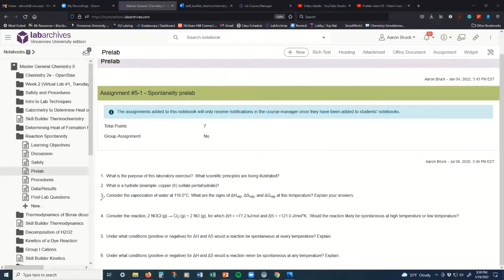But I want to look at number 3 here just as an example, because you can see that most of these other ones are talking about spontaneity, exactly what we were just looking at in the PowerPoint. I want to look at this one in particular just because it's first here, and if you can get this one, you can get the rest of them as well. So let's consider the vaporization of water at 110 degrees Celsius. So we're talking about water going from the liquid phase to the gas phase. What it wants to know is what are the signs for the heat of vaporization, the entropy of vaporization, and the free energy of vaporization at this temperature.